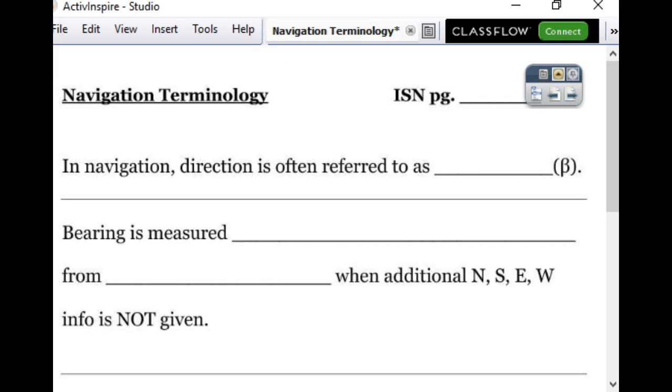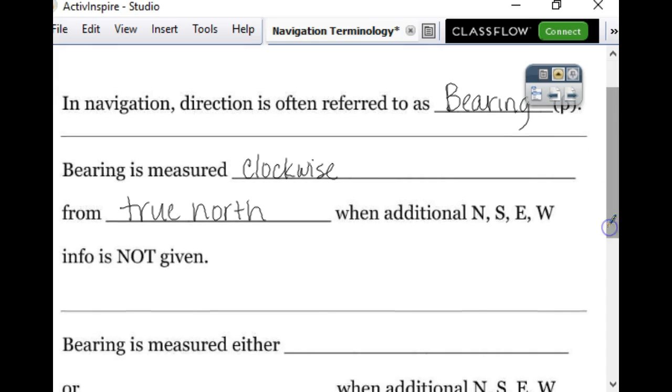Notes to start. The blue paper, before we start that, I want to talk about some navigation. In navigation, direction is also often referred to as bearing. Direction is bearing. Bearing is measured clockwise from true north when additional north, south, east, and west information is not given.